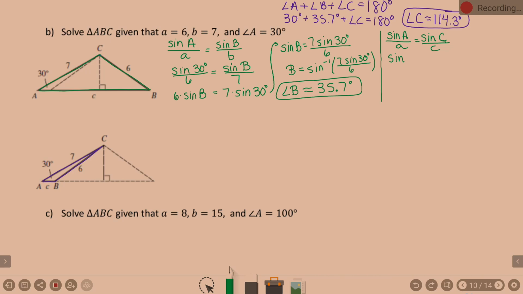Do the math here, right? Sine of 30 degrees over 6 equals sine of 114.3 degrees over C, which I'm trying to find. If I multiply my cross products and then divide, I'm going to have 6 times the sine of 114.3 degrees, divided by the sine of 30 degrees for my other diagonal.